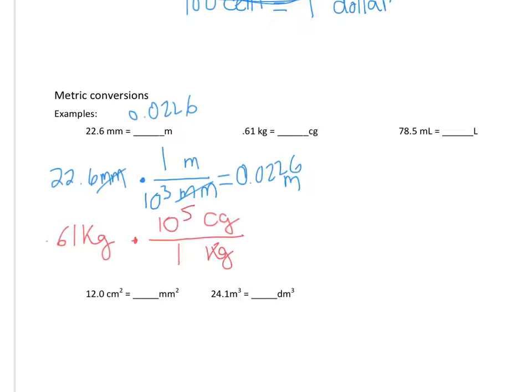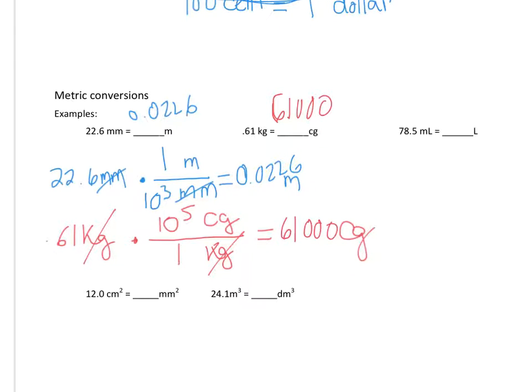When I multiply through, my kilograms and kilograms cancel. I end up with centigrams as my unit. And it's 0.61 times 10 to the 5th divided by 1, so basically 0.61 times 10 to the 5th. That means I move the decimal point 5 places. So that would be 61000 centigrams. That would be my answer.